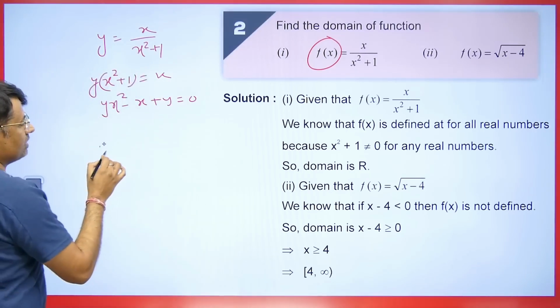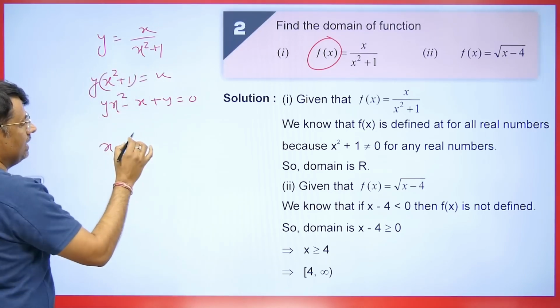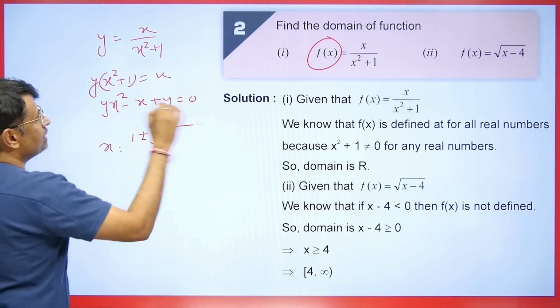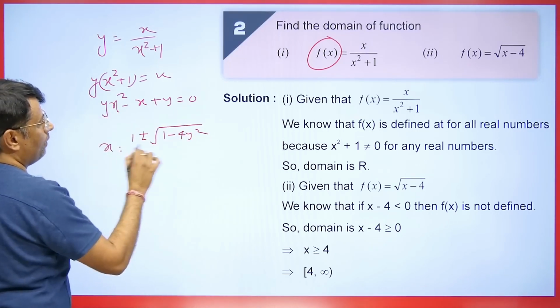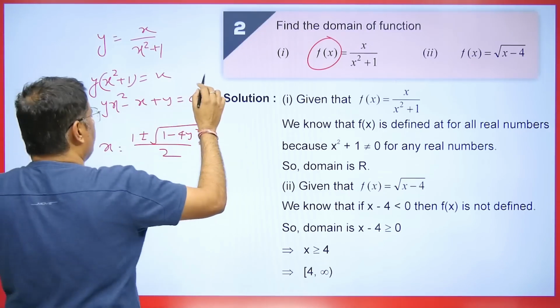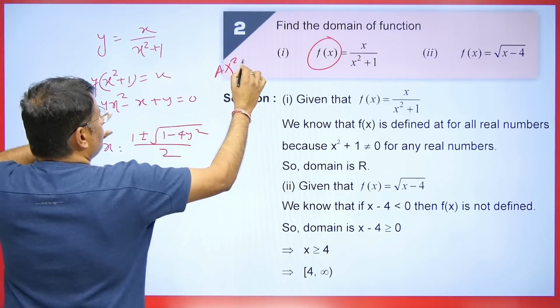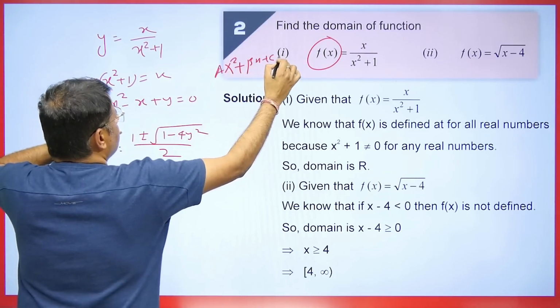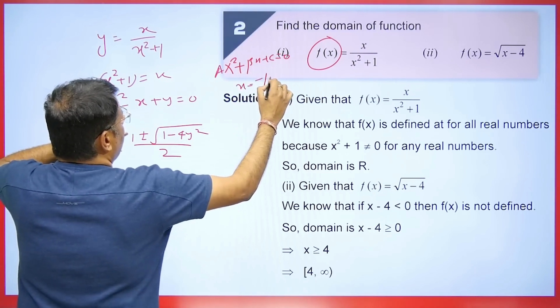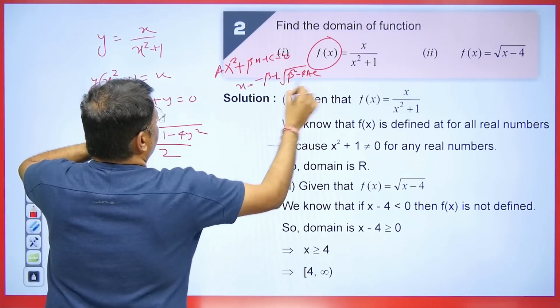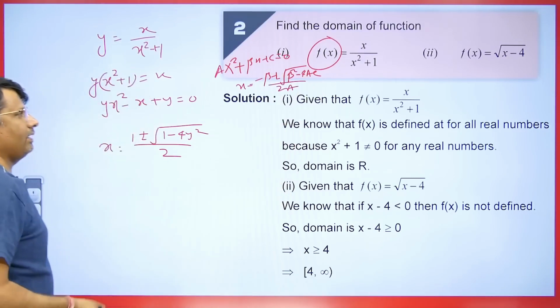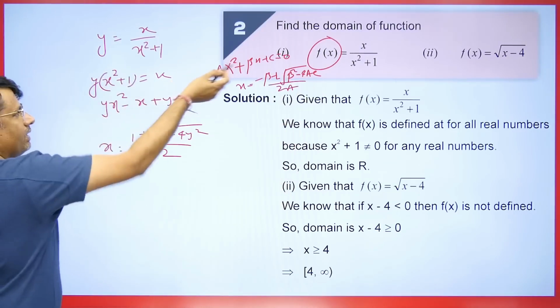So we know that from Sridharacharya formula, x is equal to 1 plus minus under root of 1 minus 4y square upon 2. Do you remember this? If we had an equation like ax square plus bx plus c is equal to 0, then its answer will be minus b plus minus under root of b square minus 4ac upon 2a. Is this clear? So same concept here, the value of a is y, the value of b is minus 1 and the value of c is y.